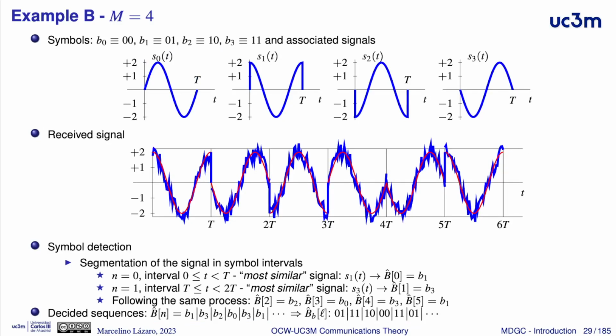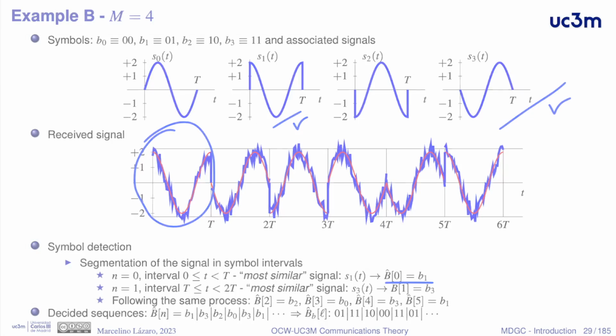If the digital modulation at the transmitter employed a different set of 4 signals, for instance, these ones, the signals that must be compared with the observation in any interval are different, but the procedure is the same one. If we have the first interval, this signal is compared with the 4 possible transmitted signals. The most similar one is S1, so the first decision is symbol equal to B1. This is straightforward.